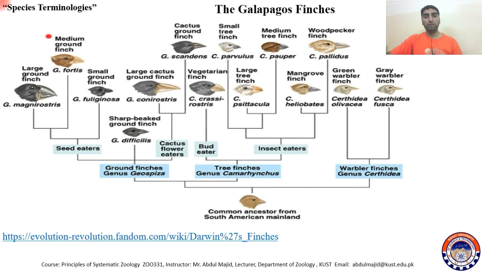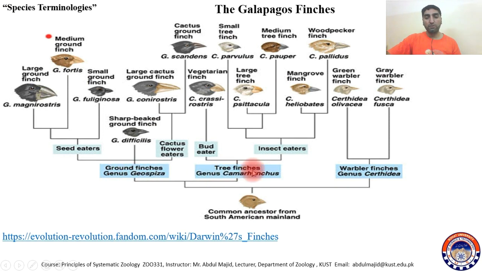For example, look at the Galapagos finches, or in other words, Darwin's finches. All these birds had a common ancestor from the South American mainland. This was the ancestor finch with a normal beak from the South American mainland. But because of their introduction into different environments, different types of finches arose from this common ancestor.